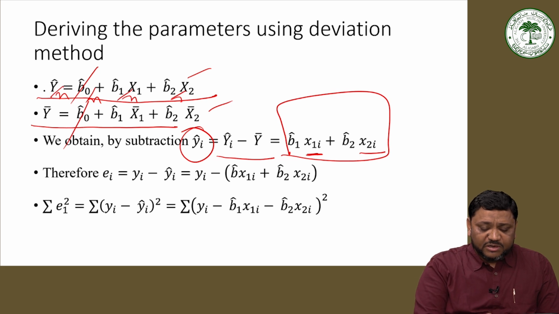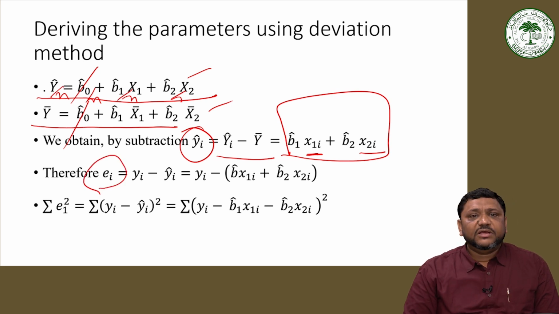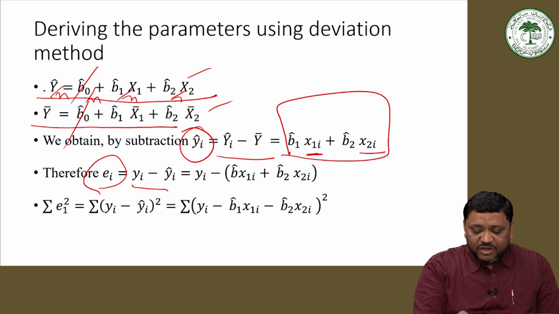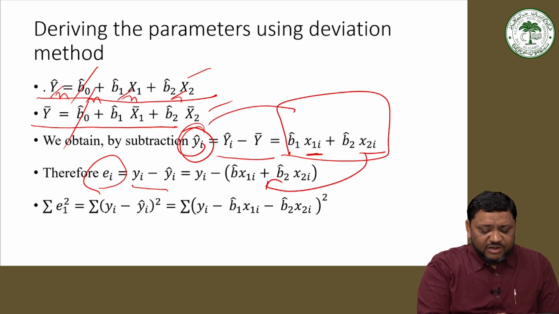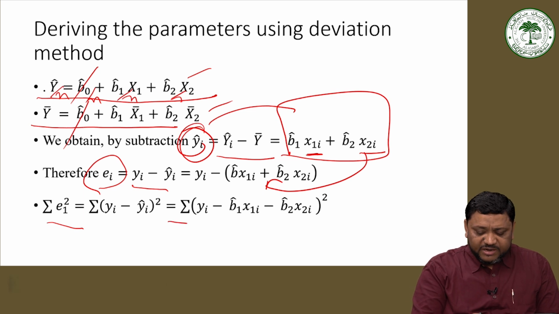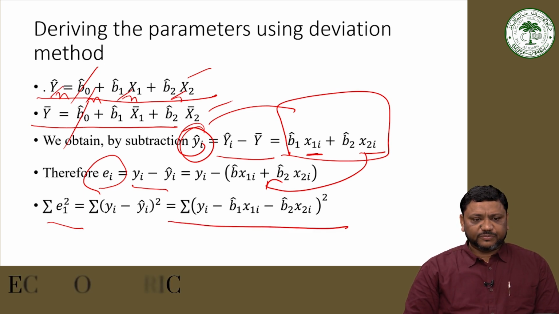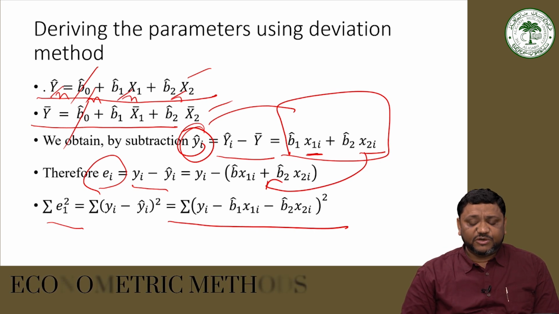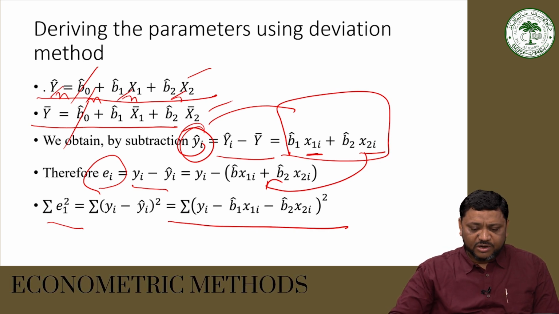Then we get e, which is nothing but small y, that is the actual small y minus the estimated small y. So we put in the value of y hat over here, and then finally we take the square and the summation of it. So we get this equation: summation of yi minus beta 1 hat x1i minus beta 2 hat x2i, the whole square of it.